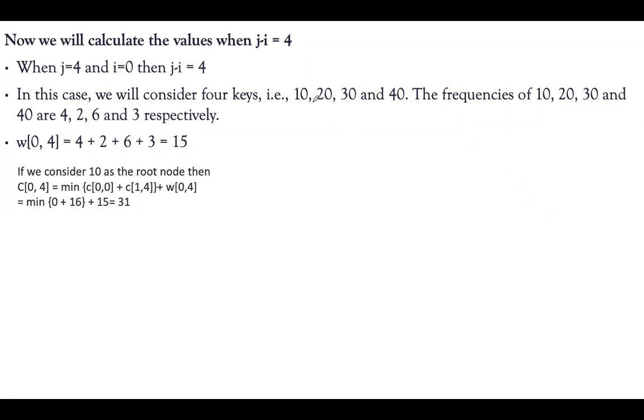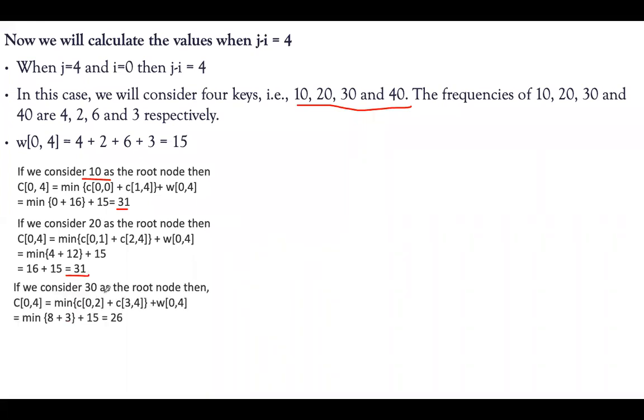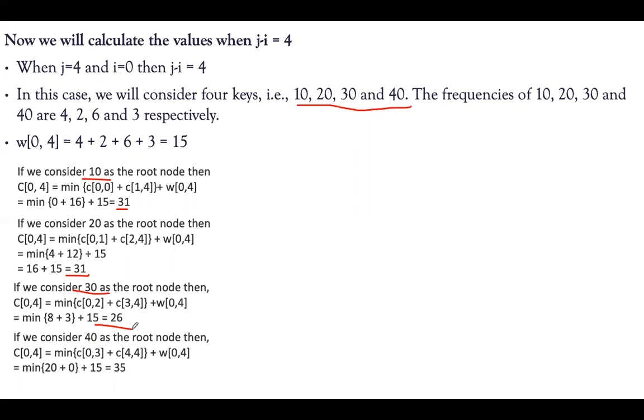Here again, see, so many nodes are there. First, if we consider 10 as a root and apply this formula, you'll get cost 31. If we consider 20 as root, again apply the formula, we get the same cost 31. If you consider 30 as root, apply the formula, then you will get 26 as root cost. If we consider 40 as the root, cost is 35. Among these 4 values, 26 is the minimum.